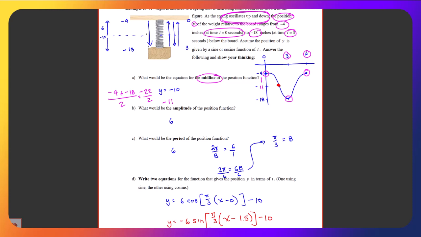So I can see it's 7 from here to here, and 7 from here to here. That's your double check. So if it's 7 up and 7 down, you're right. My amplitude should have been 7.